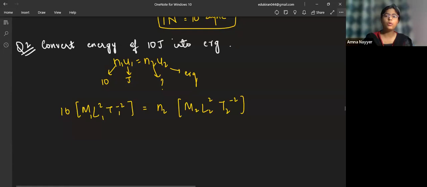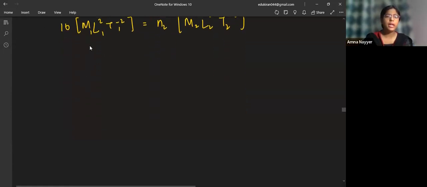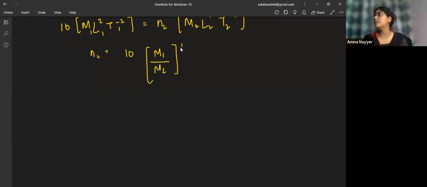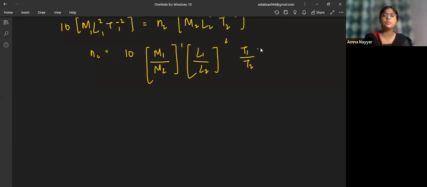Now again, the unknown quantity is N2 over here. So N2 can be written as 10 for N1, and we'll multiply this by M1 by M2 to the power 1, the power that is given is 1. Then L1 by L2 to the power 2, this time the power is 2. And time is the same thing as in the previous case, T1 by T2 to the power minus 2. This is what we'll obtain, right?